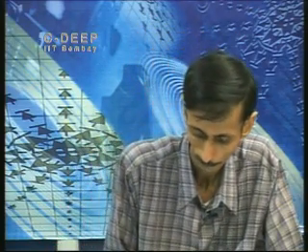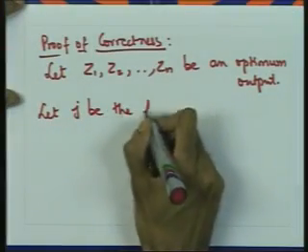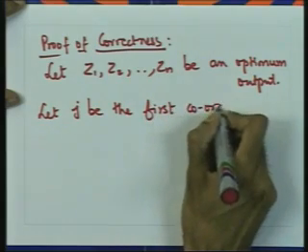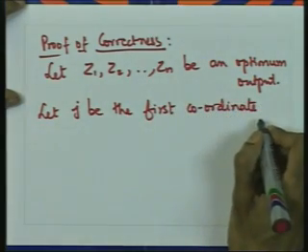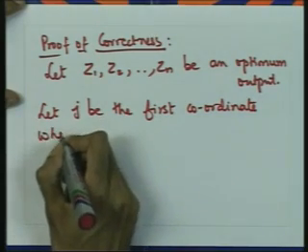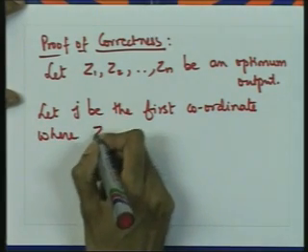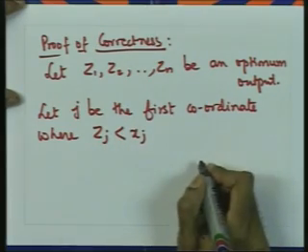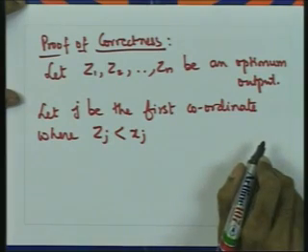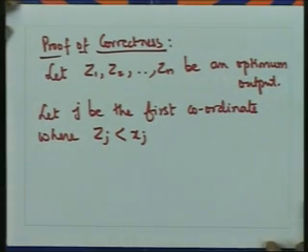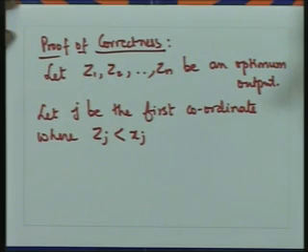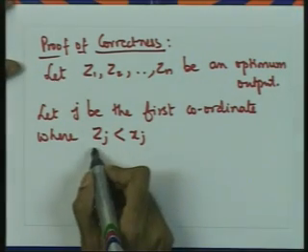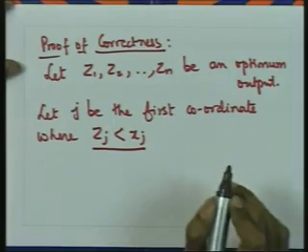So let us just formalize this. Let j be the first coordinate where zj is less than xj. This is also the first coordinate where they differ. I will let you observe or prove that at the first coordinate where they differ, zj will be less than xj and it will not be greater than xj. That is the way we have picked x's.